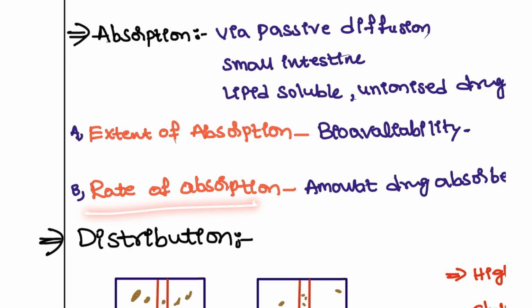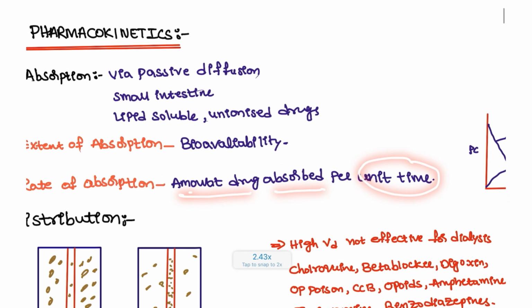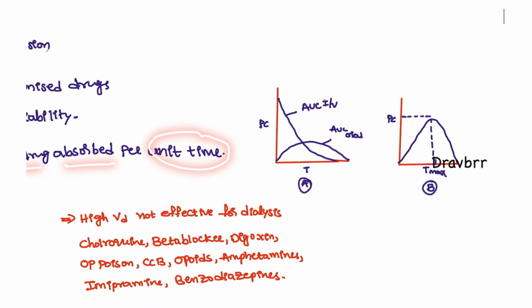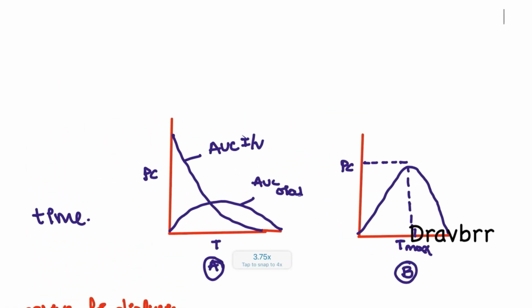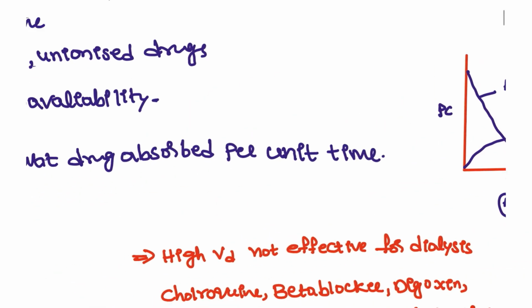Next, the rate of absorption depends on per unit time. The amount of drug absorbed per unit time is what we call the rate of absorption. So here you can see the two differences: this is the extent and this is the rate. The Tmax, the time at which the maximum plasma concentration is reached, reflects the rate, and the extent is given by the area under the curve of oral compared with the area under the curve of IV. This is how we check the bioavailability of a drug.